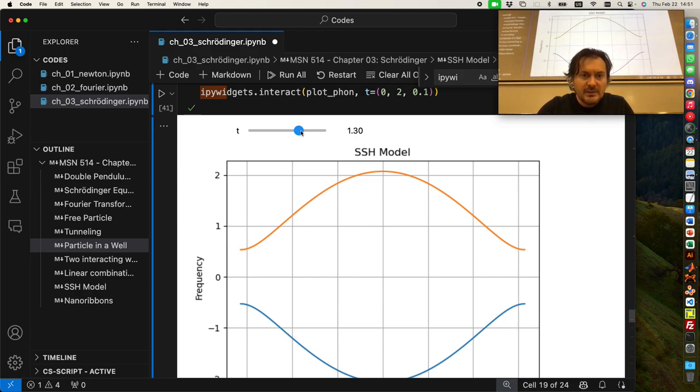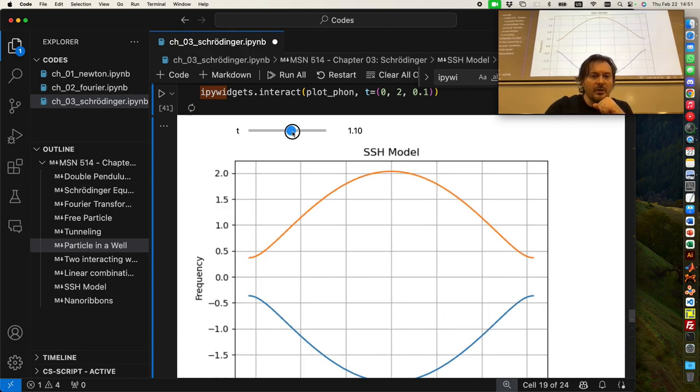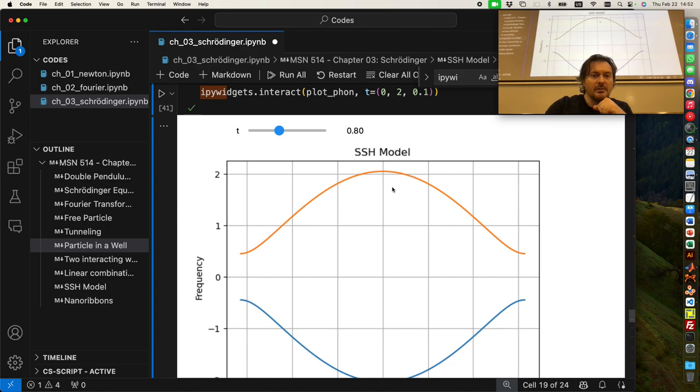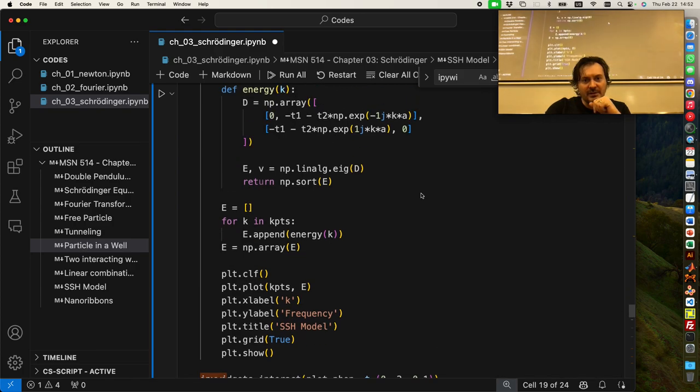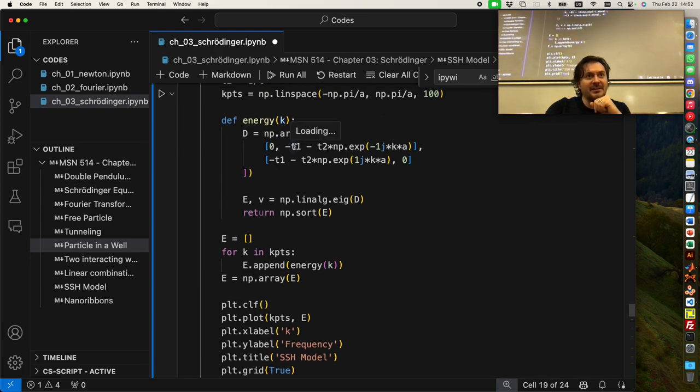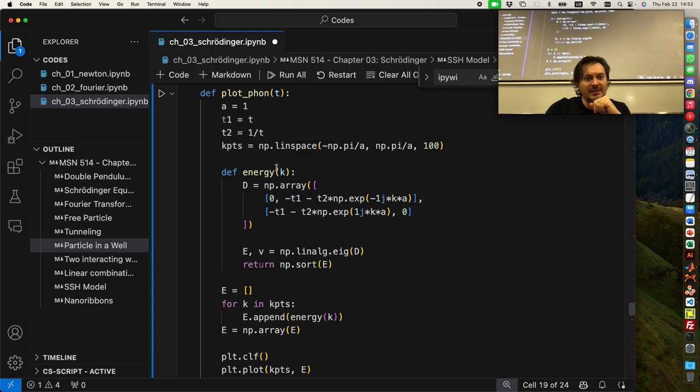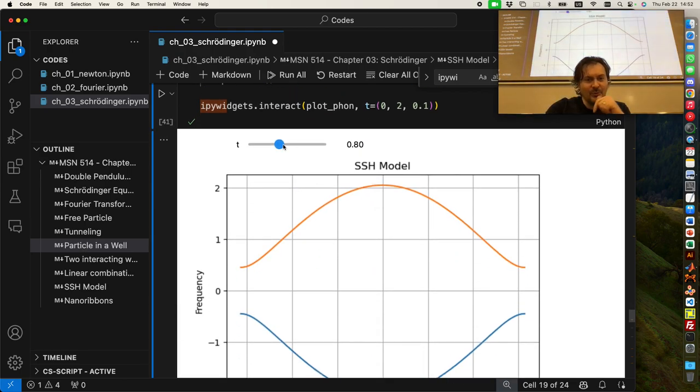Good. So in this case, the weaker bond is at the center. Okay? If I go over here, the stronger bond is at the center. No. What did I just say? This one is the stronger bond at the center. No, this is the weaker bond at the center. Let me just show you. T1 is the one that is at the center, and right now T1 is T, and T is lower than 1, so the weaker bond is at the center.